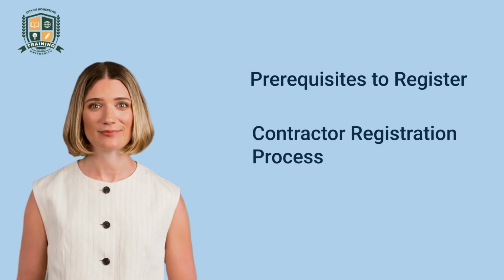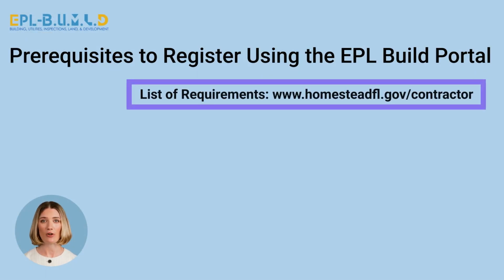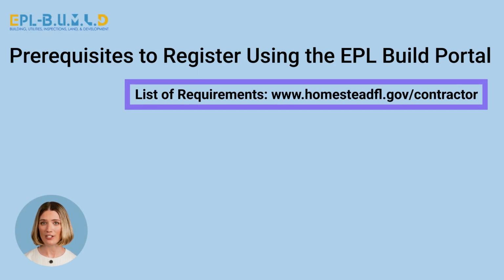Let's get started. For a list of the requirements to become a registered contractor with the City of Homestead, please visit the following webpage, www.homesteadfl.gov/contractor. You can access this link in the description section of this video, or feel free to pause this video to write it down. Having said that, the following items must be completed prior to starting the registration process in the EPL Build portal.